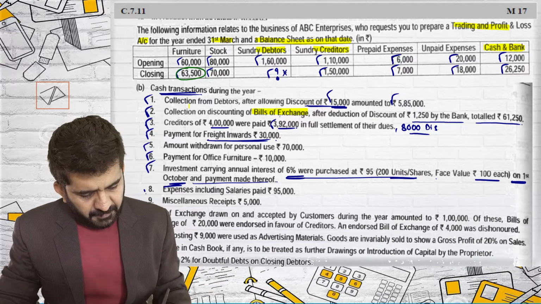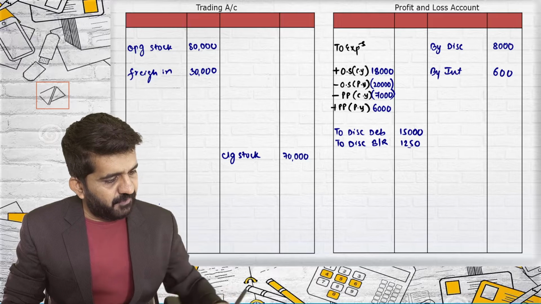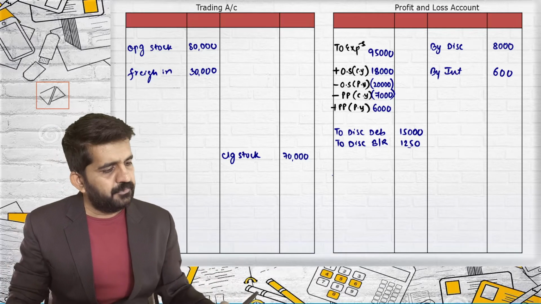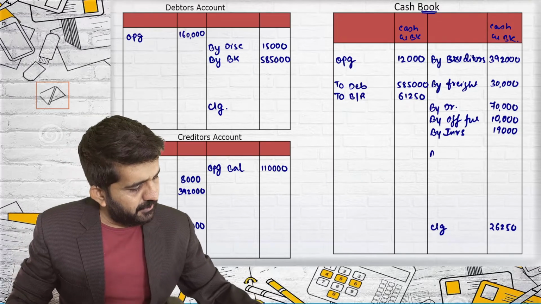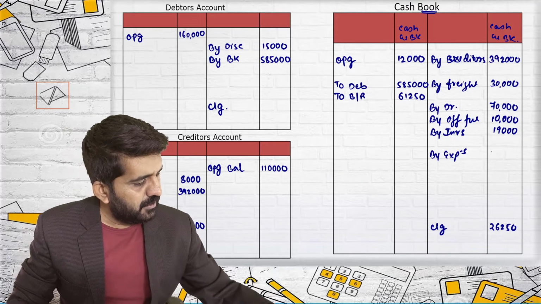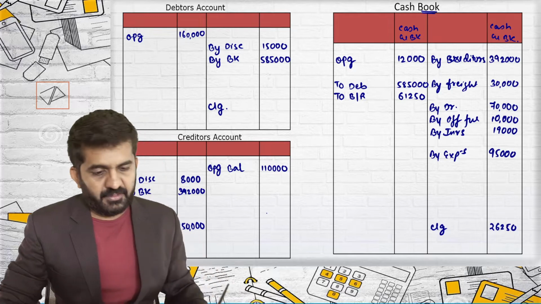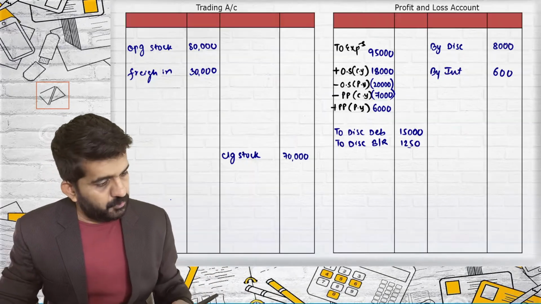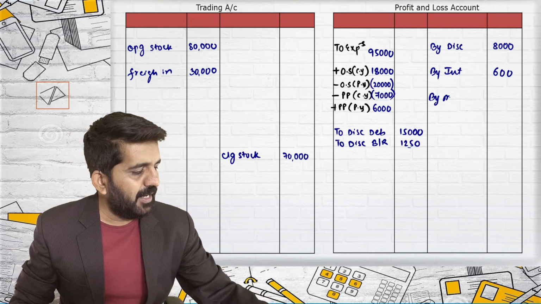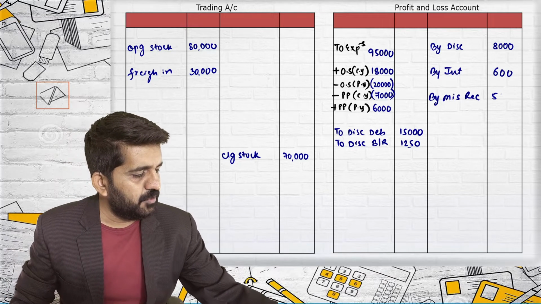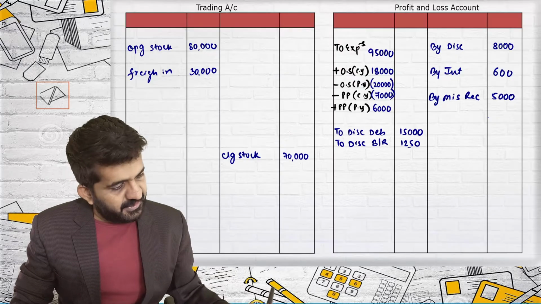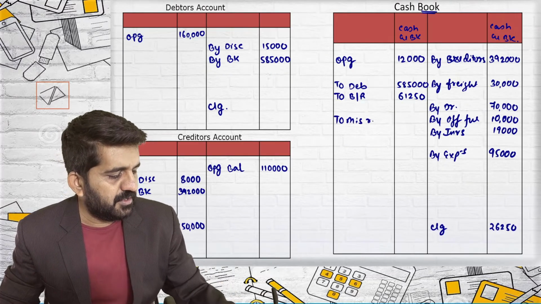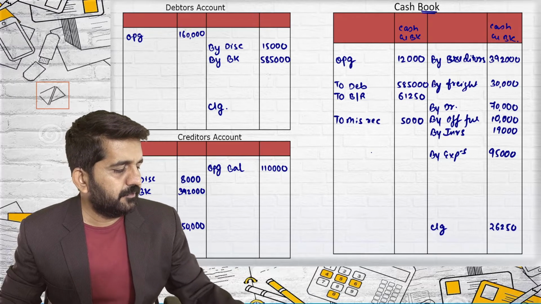Expenses including salaries paid 95,000. We have already done this. Expenses paid 95,000, bank account credit side by expenses 95,000. Miscellaneous receipt 5,000: P&L account credit side by miscellaneous receipt 5,000. Second effect will be bank account debit side to miscellaneous receipt 5,000.